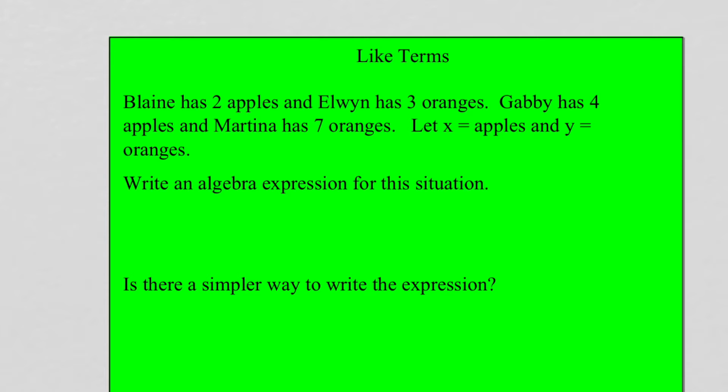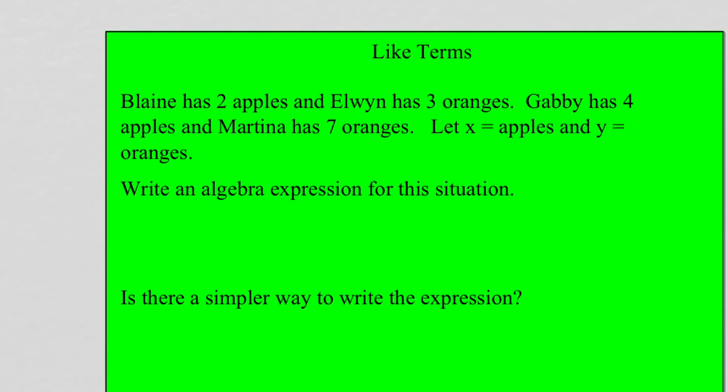It says Blaine has 2 apples and Elwin has 3 oranges. Gabby has 4 apples and Martina has 7 oranges. Let x equal apples and y equal oranges. And it says in the first part, write an algebra expression for this situation.